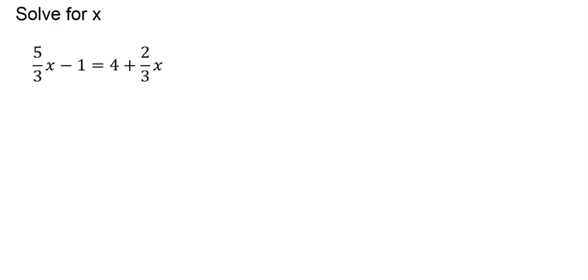What we're going to do is look in our equation for whatever the least common denominator is of all the fractions that we notice in the equation. So for this equation, 5/3 x minus 1 equals 4 plus 2/3 x, the fractions are 5/3 and 2/3. So the least common denominator between those two fractions is 3. They have the same denominator of 3.